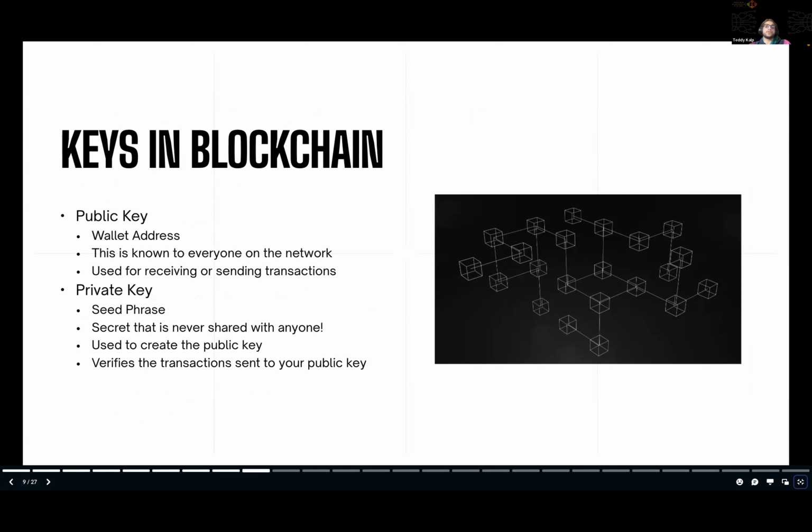Now, whenever you create a crypto wallet, you are asked to create a seed phrase, and that seed phrase will derive your public key. So they are related, but you would never ever share your seed phrase with anybody. And at the end of the day, your private key is what is going to verify the transactions that are sent to your public key, which is your address.